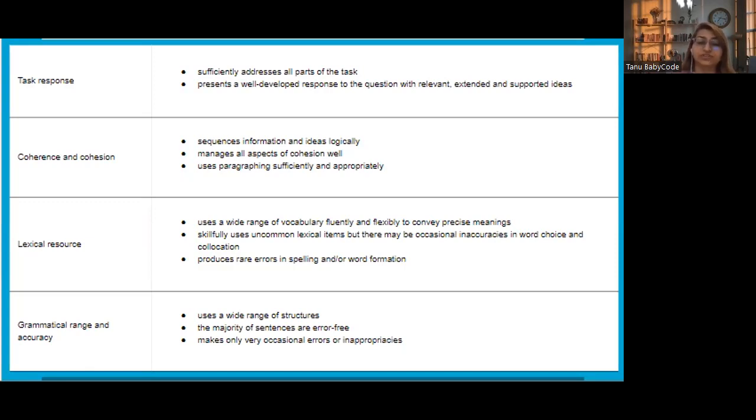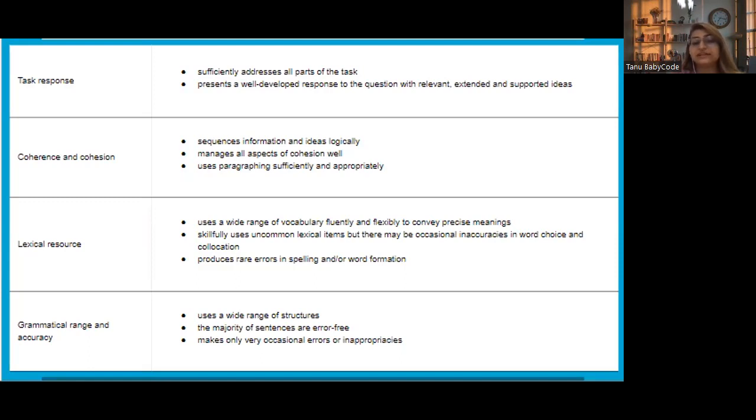Second is coherence and cohesion. Coherence and cohesion: sequence information and ideas logically. Whenever you are adding your information, that has to be in sequence and logically arranged. Manages all aspects of cohesion well. That means if you are linking your connectors, your words, that has to be done with cohesion well. Use paragraphing sufficiently and appropriately. You have to make the paragraphs sufficient and appropriate. If it requires 4 paragraphs, you have to write 4. If it requires 5, you have to write 5 paras. Okay.